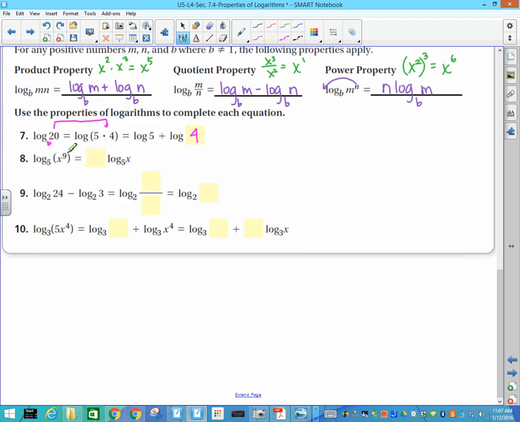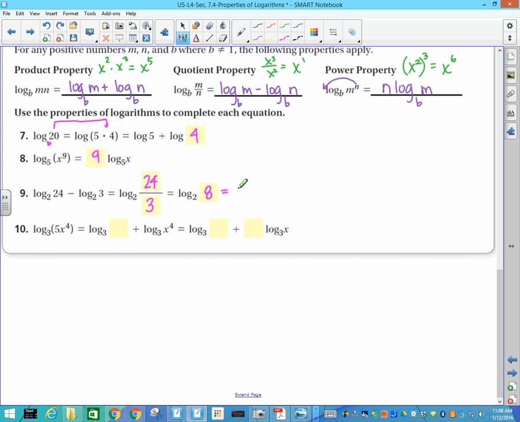Okay, log base 5 of x to the ninth. This is my power property, and that 9 can be brought down in front to give me 9 times the log base 5 of x. Okay, this one's a little different because we're going the other way. Log base 2 of 24 minus log base 2 of 3. This is subtraction, so I can bring it together with division. Okay, remember that we read from left to right, and we also read top to bottom. So whichever one is first when you're reading left to right is going to be first from top to bottom. So that's going to be log base 2 of 24 divided by 3, and 24 divided by 3 is 8.